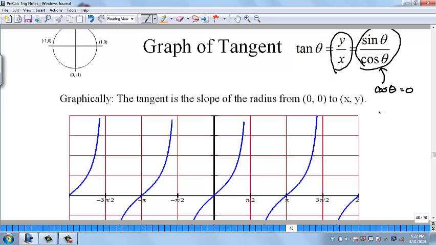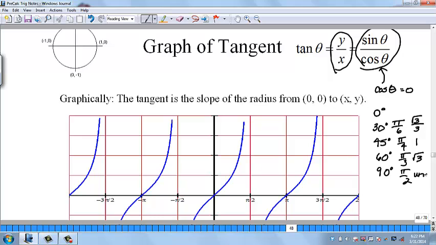So if you recall from our table, we had 0 degrees, 30 degrees, 45 degrees, 60 degrees, and 90 degrees. We'll just talk about the first quadrant, or pi over 6, pi over 4, pi over 3, and pi over 2. If I took the tangent of those, this one was radical 3 over 3, this was 1, this was radical 3, and then this was undefined.